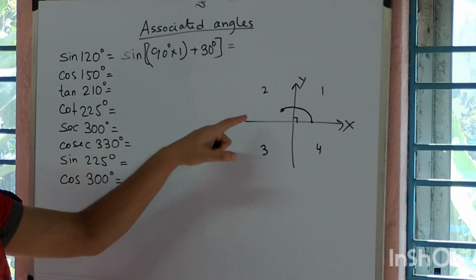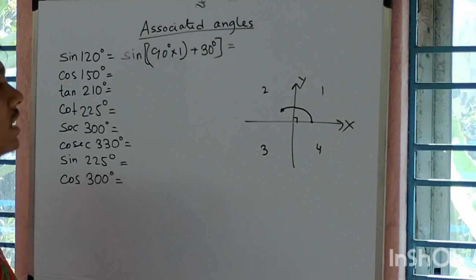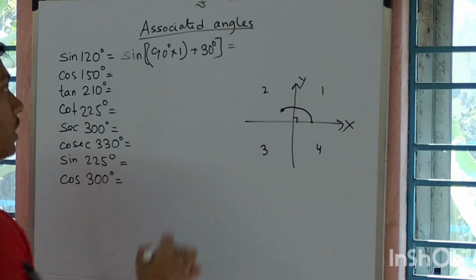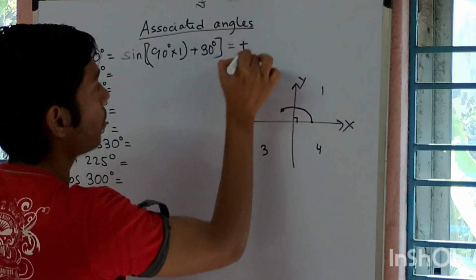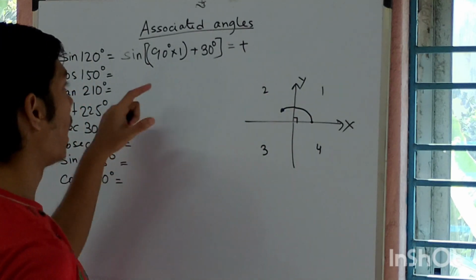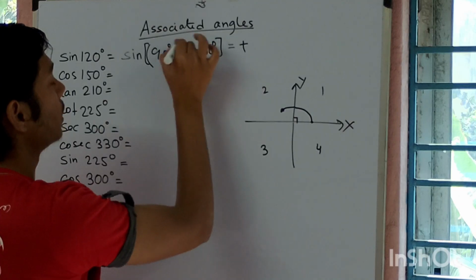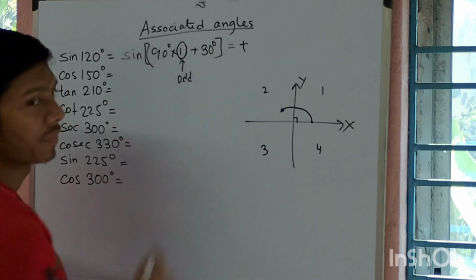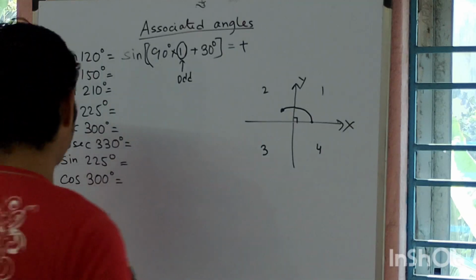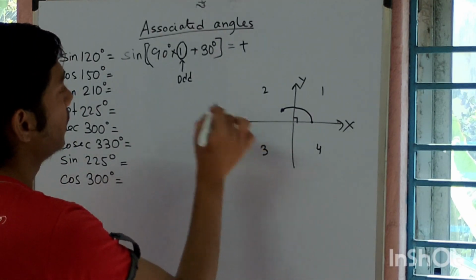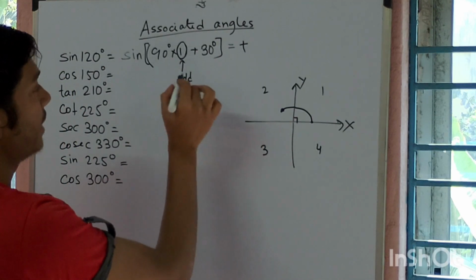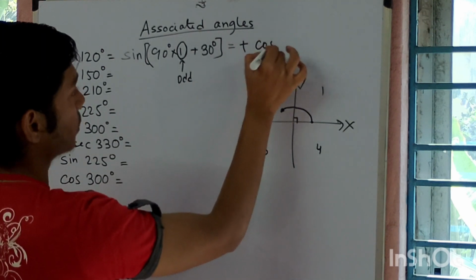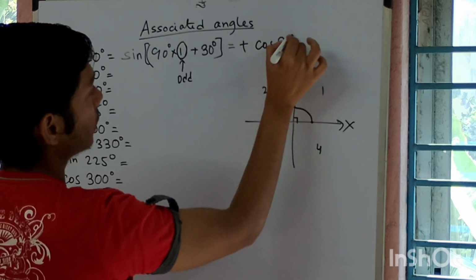Now in the second quadrant, I have already said that sine is positive. In the second quadrant, sine and cosec, these two are positive. So I will put a plus sign. Okay. Now you check this value. This is 1, which is an odd number. That's why, if this one is odd, then we transform sine into cos. Okay, so it will be cos of 30 degree.